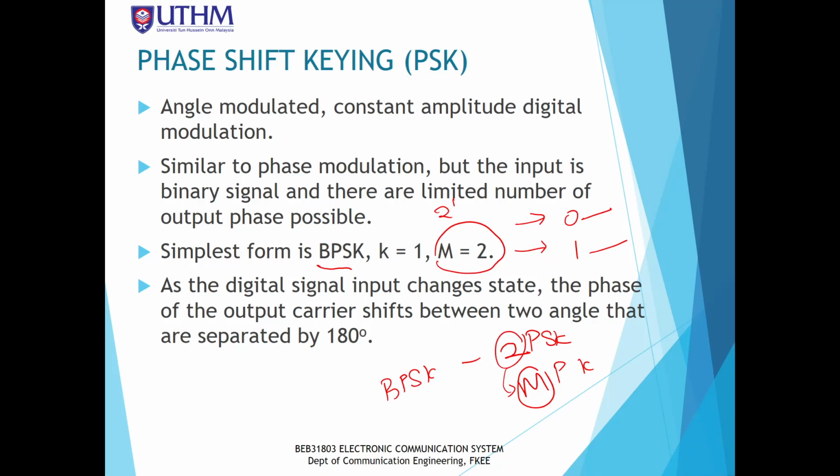So in BPSK, the difference of phase between input logic 1 and logic 0 is about 180 degrees. Perubahan fasa itu adalah sebanyak 180 darjah. So there's a lot of difference in terms of phase. The change from 1 to 0 or 0 to 1, the difference would be 180 degrees.